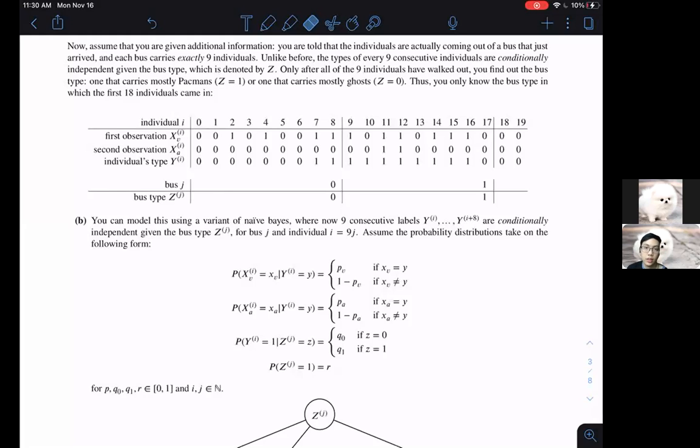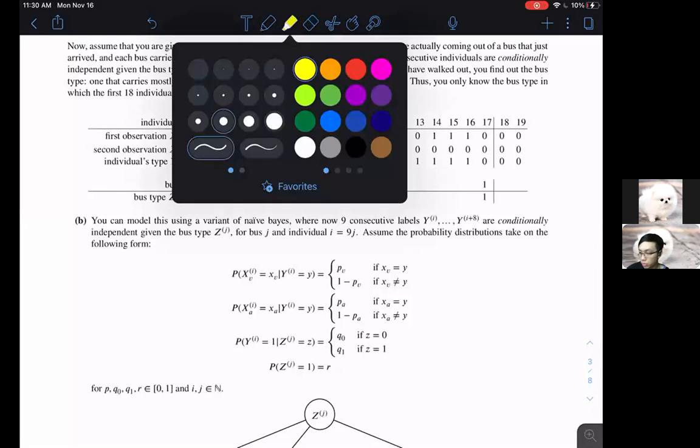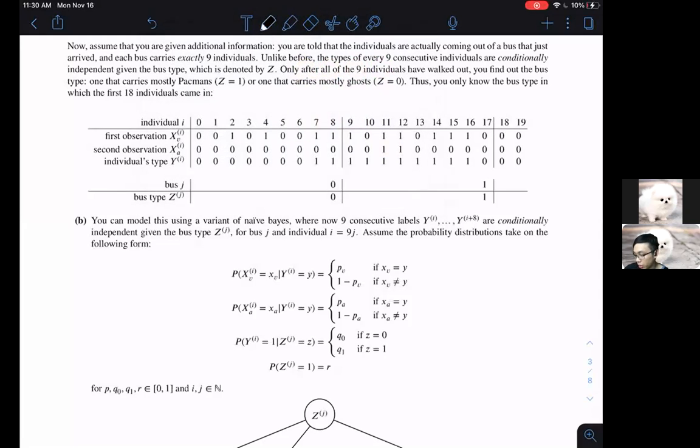So for part B, this time we are given some slightly different information, where instead we have buses, and we have individuals coming out of a bus, and each bus can carry exactly 9 individuals. And basically the goal is to figure out the type of the next individual given all these previous observations. And the difference here is that we have a slightly different probability distribution, where instead of probability of just y, we now have the probability of y equals 1 given z equals z. And we have the probability of z equal 1, which is equal to just r. And once again, all of our variables are just between 0 and 1.